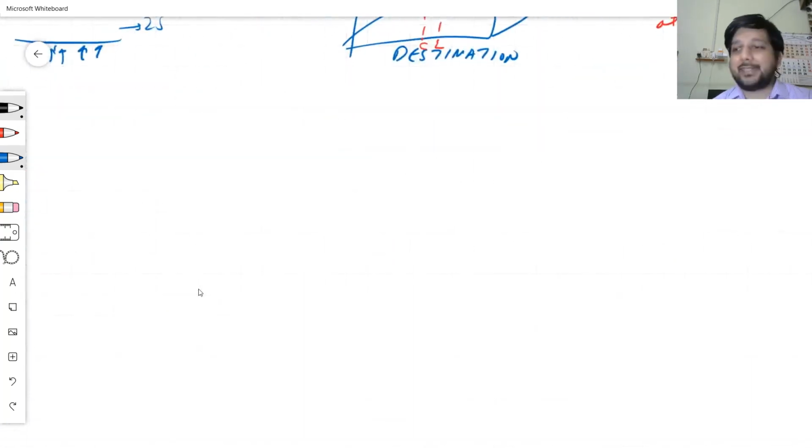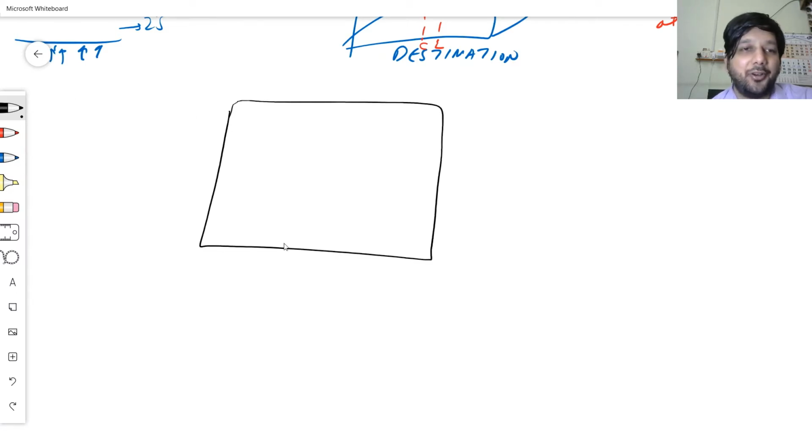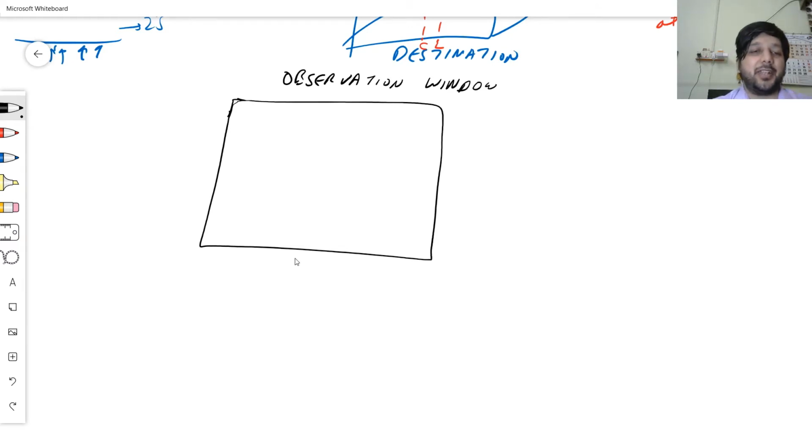Okay, now let's take in observation of traffic from a macroscopic perspective. So the first thing that I define is what's called an observation window. And it's a window because it's two-dimensional. The first dimension is where I talk about the space, and the second one is where I talk about the time. So let's name the axes space and time.